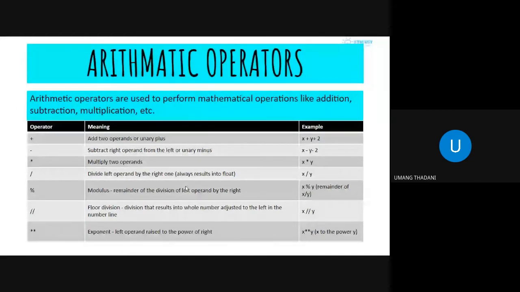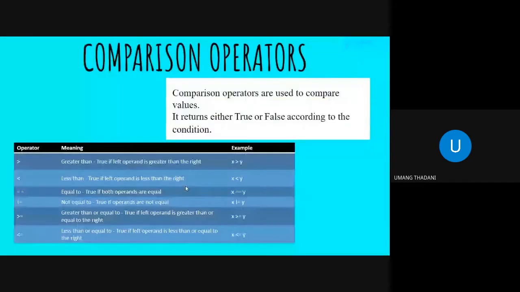Then we also have comparison operators. We have greater than, less than, and double equal to, which checks for equality: if both sides of the operator are equal, it returns true, else it returns false. All these comparison operators return a boolean, that is either true or false. This is the not equals to sign: if both sides of the operator are not equal, it returns true. If they are equal, it returns false.